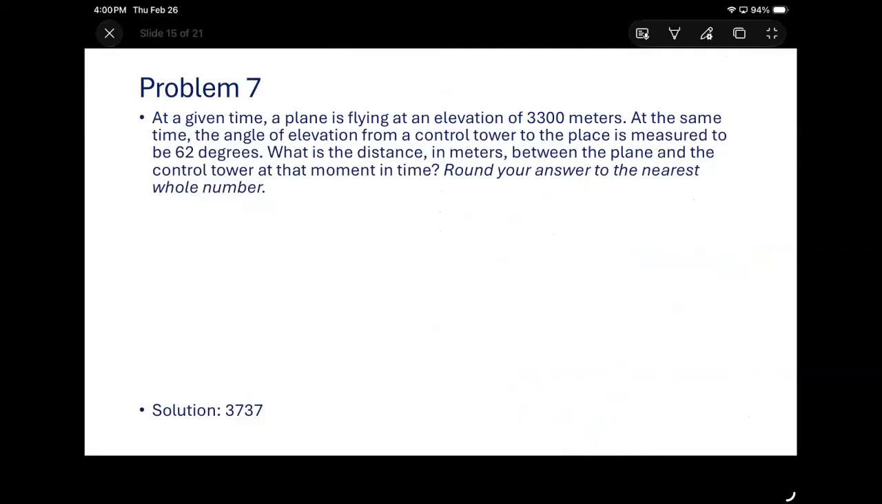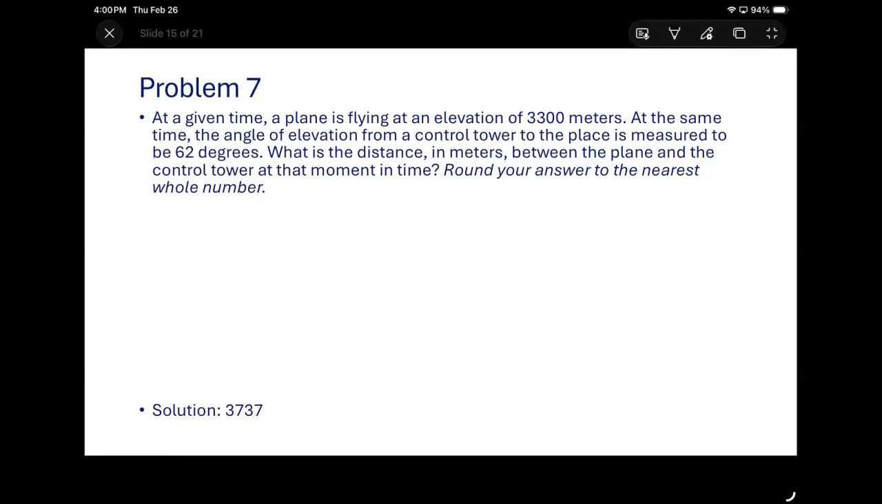Our favorite word problem. At a given time, a plane is flying at an elevation of 3,000 meters. So we know our adjacent side because it goes vertically up. At the same time, the angle of elevation from the control tower to the plane is measured to be 62 degrees. So we know the angle of elevation of our triangle. What is the distance in meters between the plane and the control tower at the moment in time?